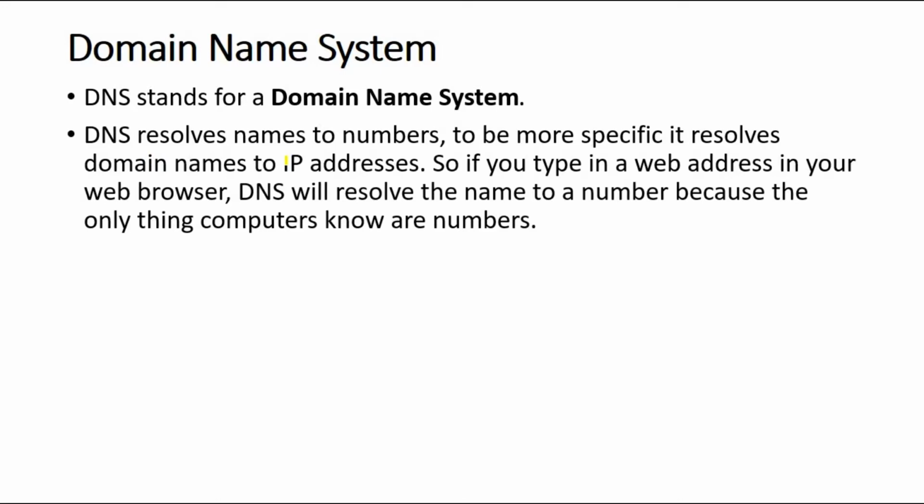DNS, to be more specific, resolves domain names to IP addresses. If you type in a web address in the web browser, DNS will resolve the name to a number, because the only thing computers know are numbers. For example, in your daily life you are typing google.com. How can a computer understand that you are typing google.com? It is very hard for a human mind to remember all the IP addresses of different things, right?